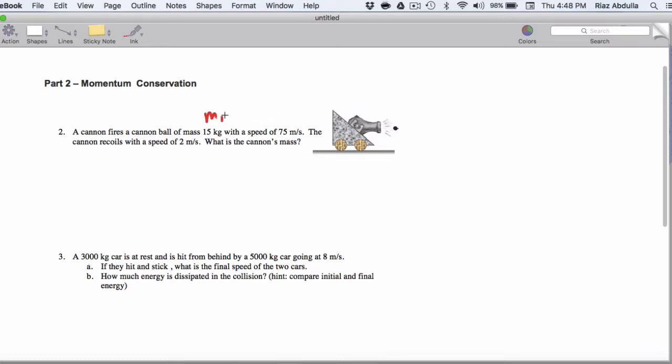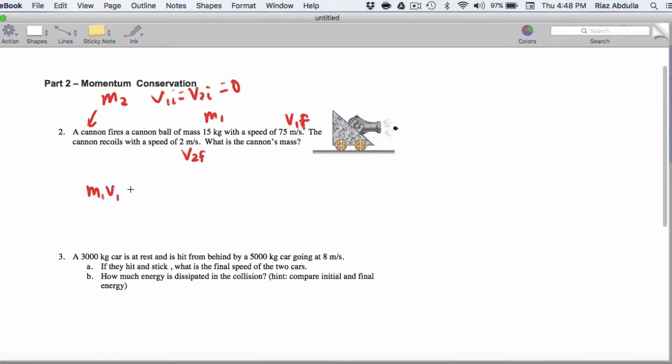Let's call this M1, and this will be V1 initial. The cannon itself is an unknown mass too. And actually, I just realized the firing speed is the final speed of the cannonball, and the cannon recoils with the speed V2F. And one other thing we're going to say is that V1 initial equals V2 initial, which is 0, because they start from rest. This is momentum conservation.